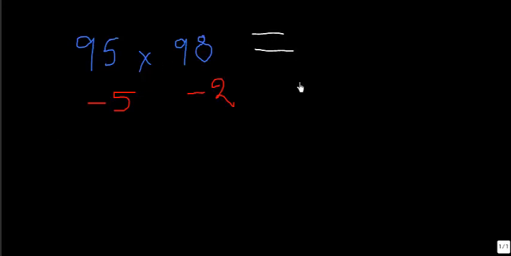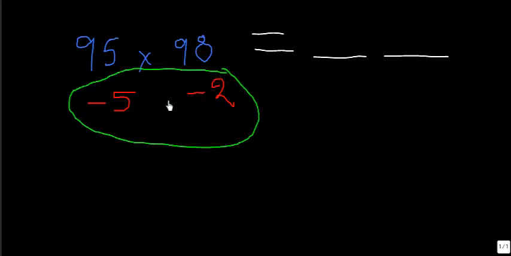So how will we reach the answer? We'll always have the answer in two parts, as you know from the previous tutorials, the left and the right. The right part will always be the easier one. It will be just the product of the gaps or the differences of the numbers, which is minus 5 times minus 2, which is plus 10. I'll just directly write 10.